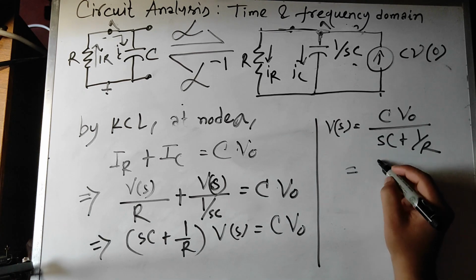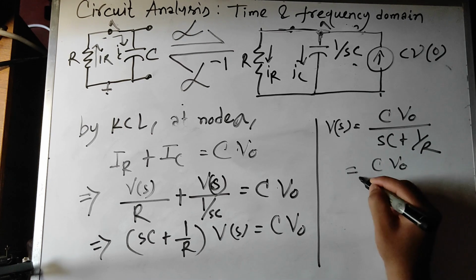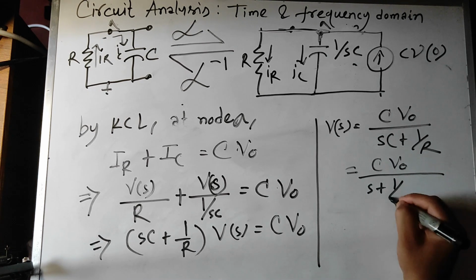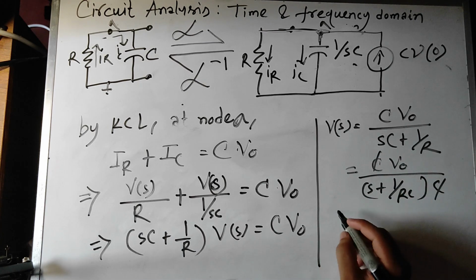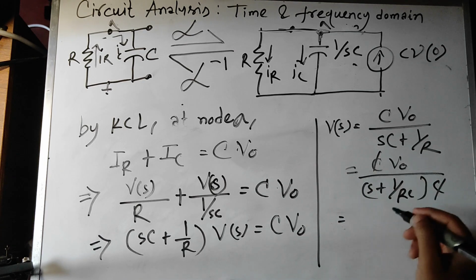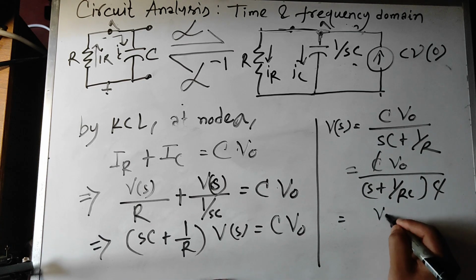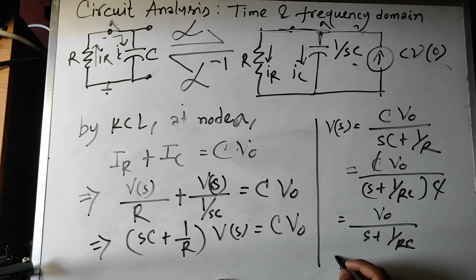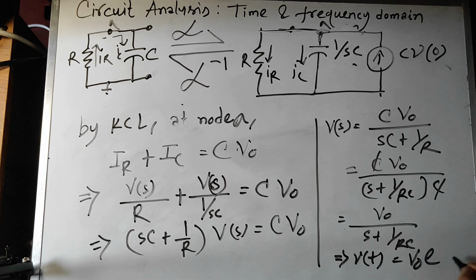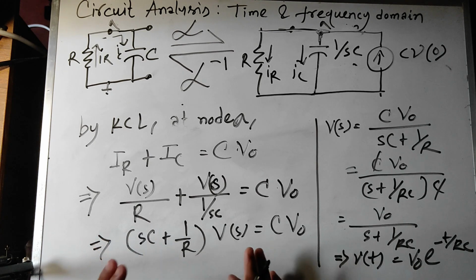Now by rearranging, we get C Vo by (S plus 1 by RC) into C. We can cut this. The C vanishes, which gives Vo by (S plus 1 by RC). By inverse Laplace transform, it will give V(t) equals Vo e to the power minus t by RC, which is the same solution we found in time domain analysis.